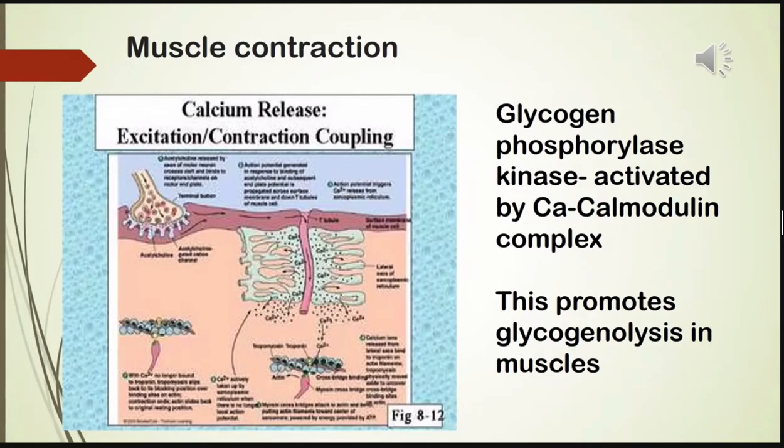What I will discuss, however, is the role of calcium in providing the muscle cells with energy. Your calcium, in the form of your calcium calmodulin complex, can activate your glycogen phosphorylase kinase. Glycogen phosphorylase kinase actually promotes glycogenolysis in muscles. In other words, breakdown of glycogen so that there will be enough glucose for muscle contraction.